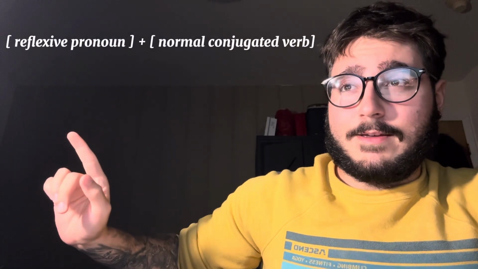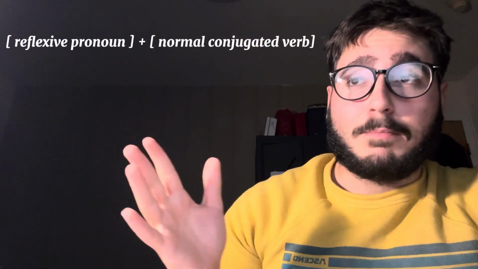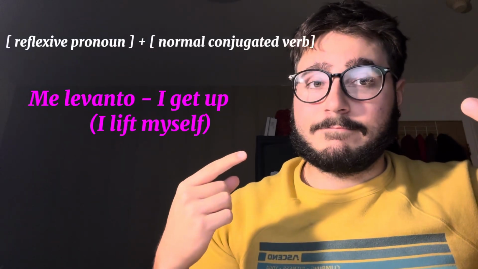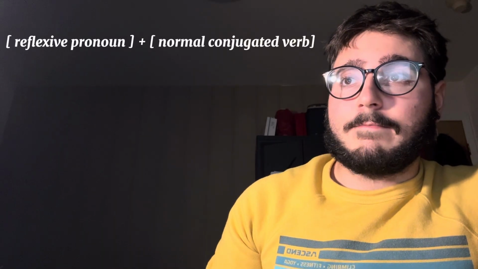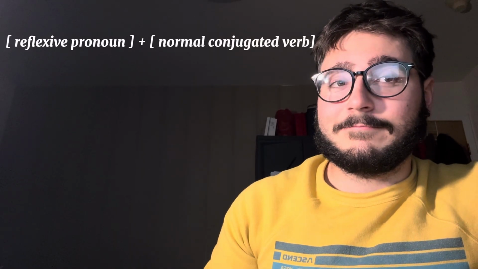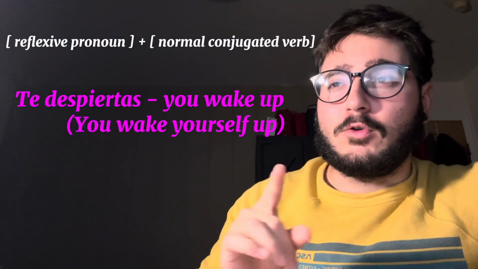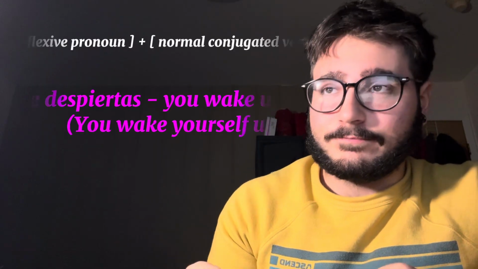So step 2 is how the sentence is built. You're going to start it off with the reflexive pronoun plus the normal verb conjugation. Pues, por ejemplo, me levanto, I get up. But it literally translates to I lift myself. Another example, otro ejemplo, te despiertas, you wake up. But really it translates to you wake yourself up.